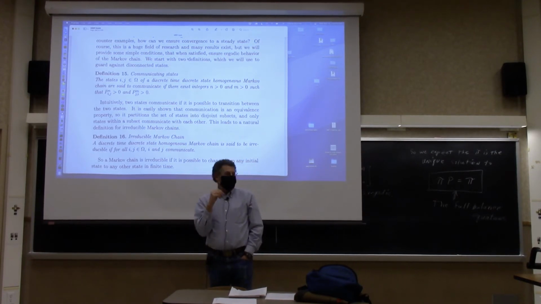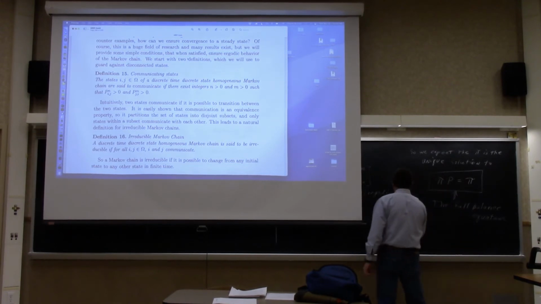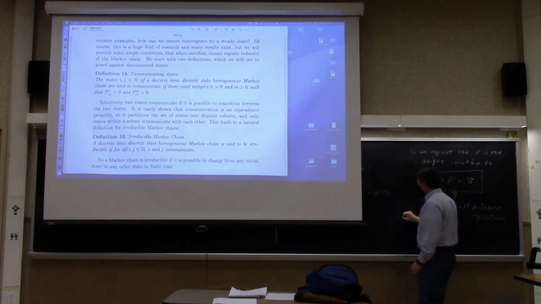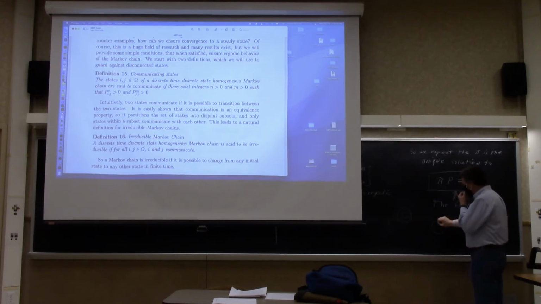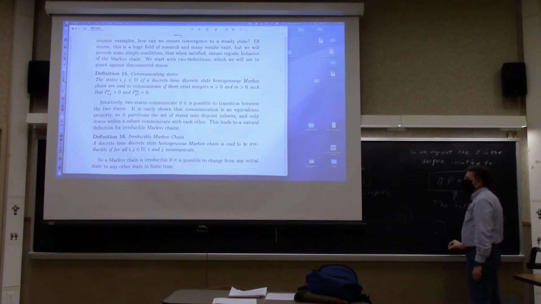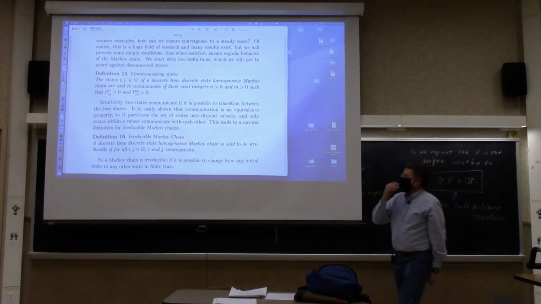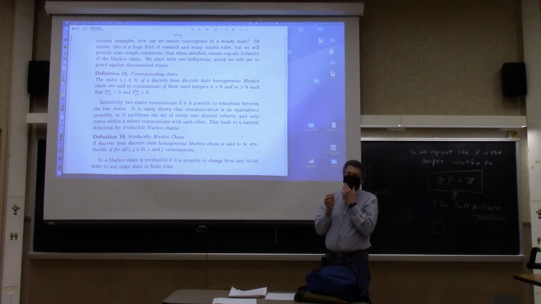So in other words, if you have a set here and a set here, and every two states here communicate, and every two states here communicate, then if one state communicates with one in the other set, they all communicate together. So the idea is that whenever you have a property like this, you can partition. The word partition has a precise meaning.